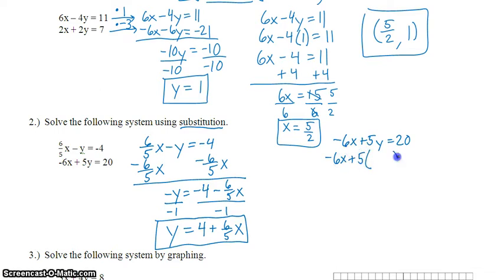I'm going to keep everything in that equation the same, except I'm going to replace y with 4 plus 6/5 x. Notice how I put 4 plus 6/5 x in parentheses. I'm going to take 5 times y. I want 5 times all of y. How do I make sure that I take 5 times this entire y? I need parentheses. Now I just need to solve for x. Distribute.